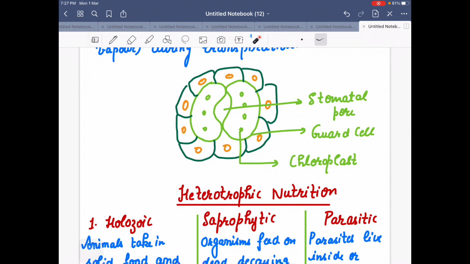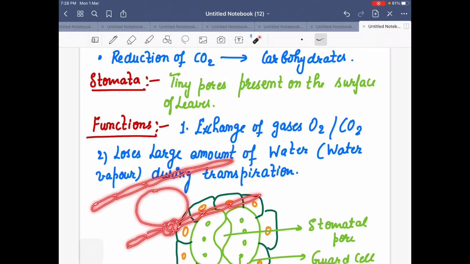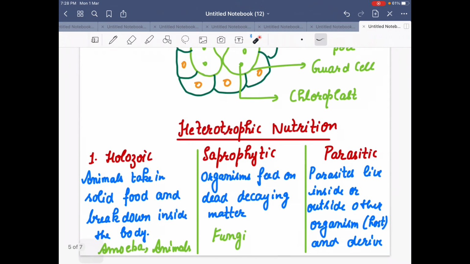So this is the structure of our stomata, and stomata are tiny pore-like structures. Suppose you are drawing the leaf structure, I'm showing you, it is in your book also. Suppose this is my upper epidermis and here is the lower epidermis. Here we always draw the stomatal opening, and here are the xylem and phloem, and then the parenchyma. This is the structure which is given in our NCERT also. So is this clear? Stomata and its functions.